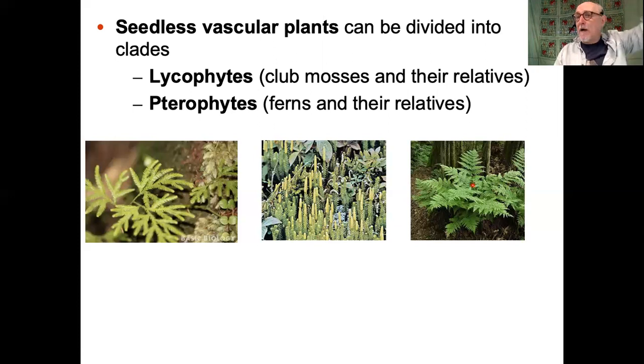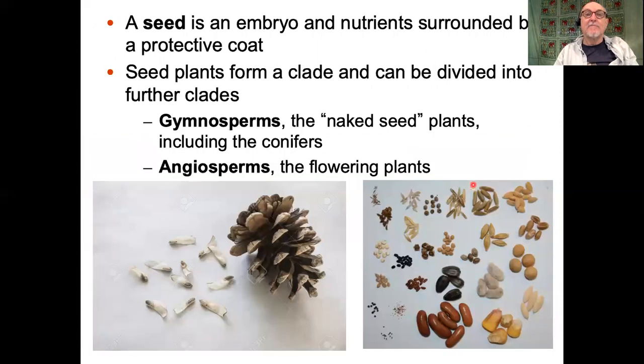In addition, if you're up high and spreading spores, your spores spread very widely, which is another evolutionary advantage. Okay, so those groups are seedless. And now we need to think about what we mean by a seed. Well, a seed, by definition, is an embryo plant, usually, not always, together with nutrients, and surrounded by a protective coat.